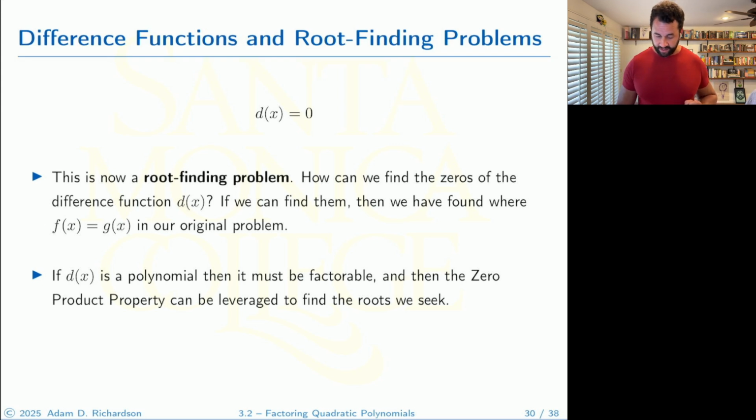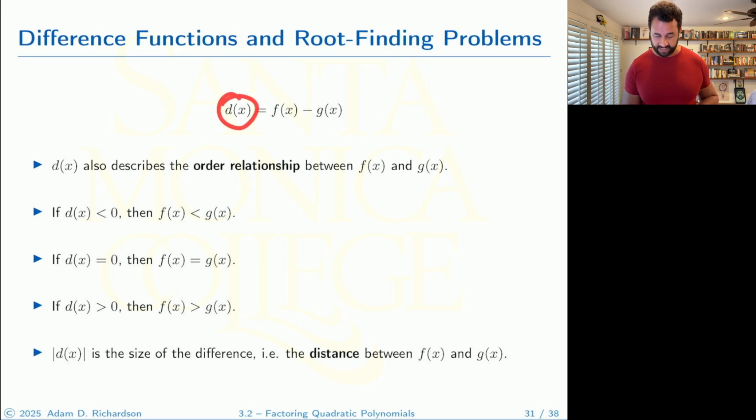So the other cool thing is this difference function that we've set up and defined also describes the order relationship between these outputs, f of x and g of x, right? It tells you which one is above and which one is below. And when they're equal, they're at the same level. So if d of x is negative, that means f of x is below g of x.